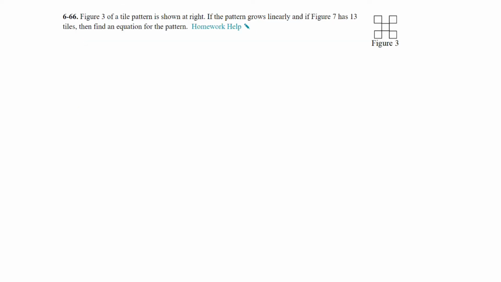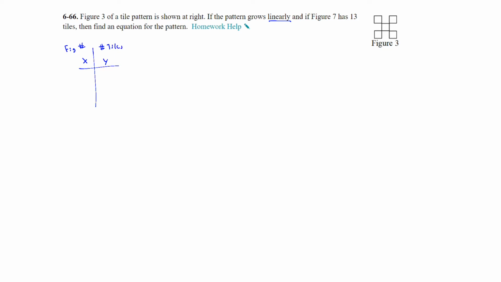Question 66. Figure 3 of a tile pattern is shown at the right. If the tile pattern grows linearly, and figure 7 has 13 tiles, then find the equation for the pattern. So we know it's linear, which is important. I'm going to go ahead and set up a table so we can kind of see what we're looking at. Remember, x represents the figure number, so this is the figure number, and this is the number of tiles.